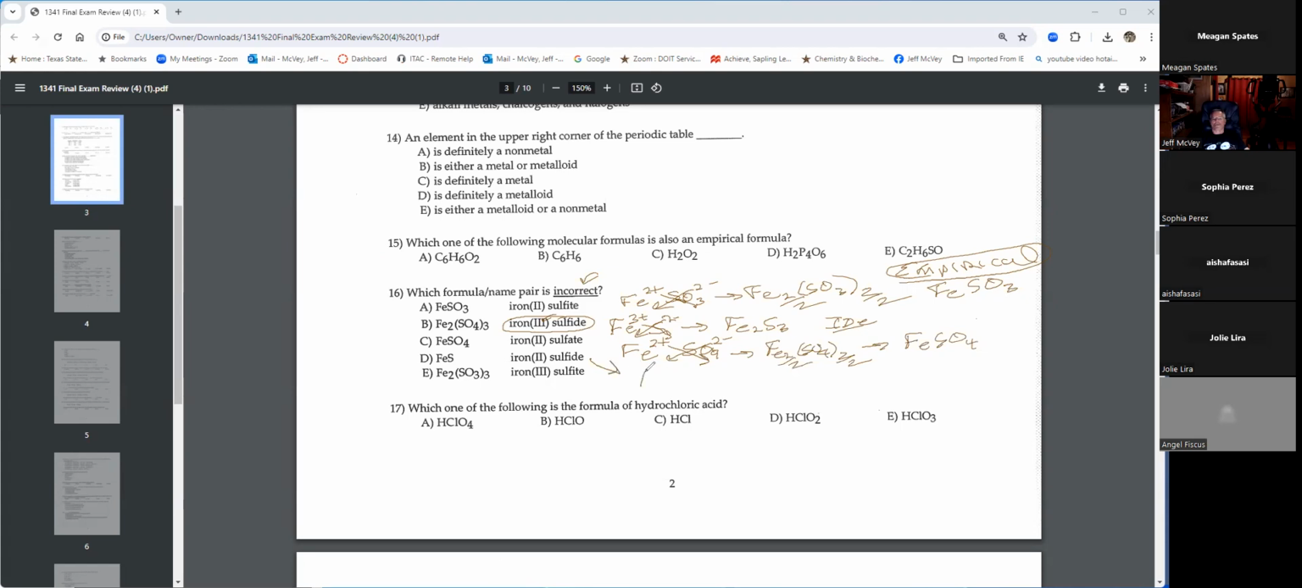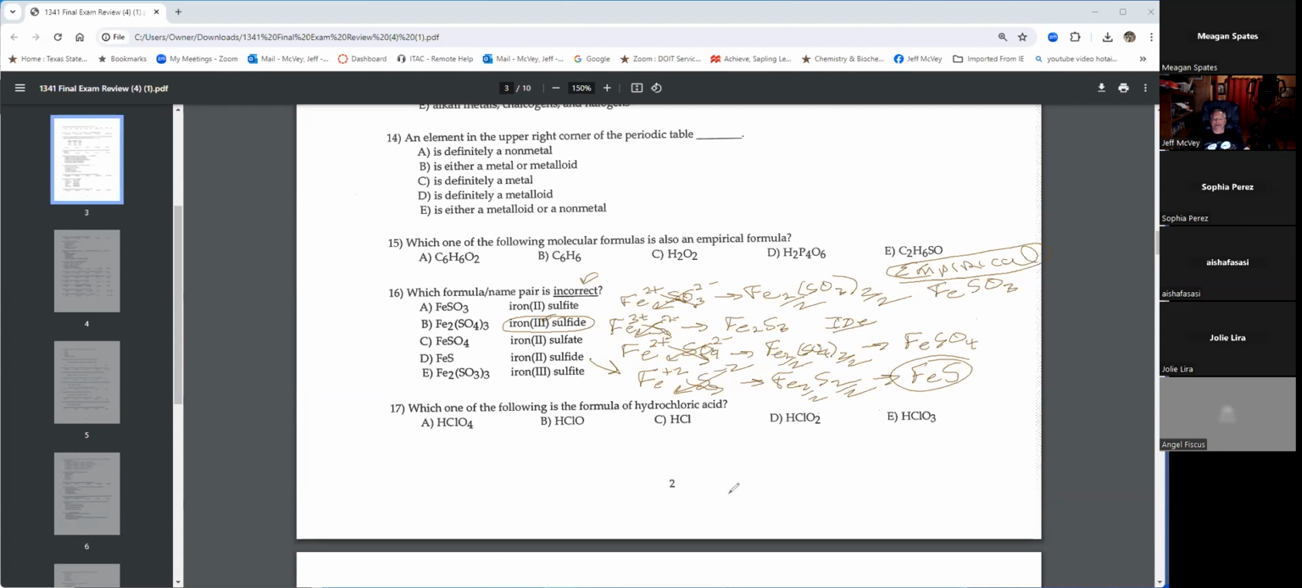Okay, so let's do iron 2 sulfide. Well, iron 2, Fe plus 2, sulfide minus 2, cross. That gives me Fe2S2. What's wrong with it? It's not empirical. So we have to reduce it. So that gives us FeS. That is iron 2 sulfide.